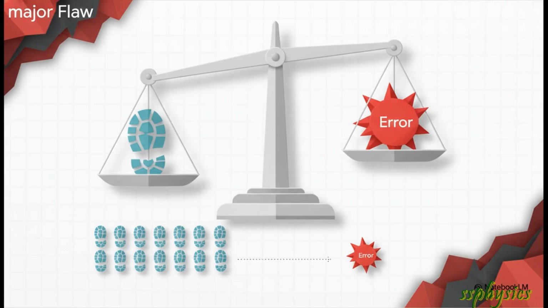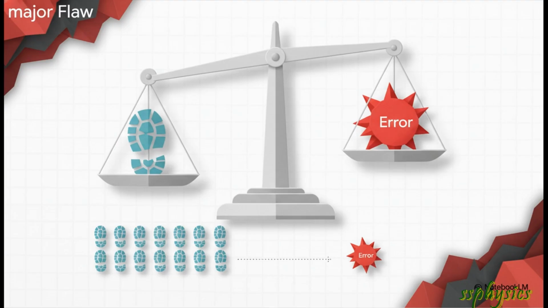Its error is what we call order h, written as O of h. So what does that mean? It means the total error you accumulate is directly proportional to your step size. If you want to put your error in half, you have to take twice as many steps. For any serious scientific work, that's just not going to cut it.